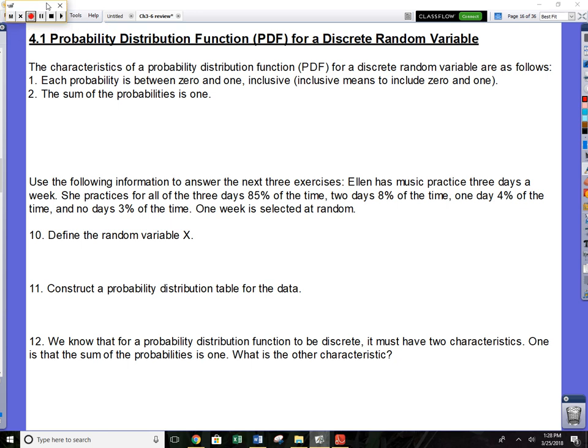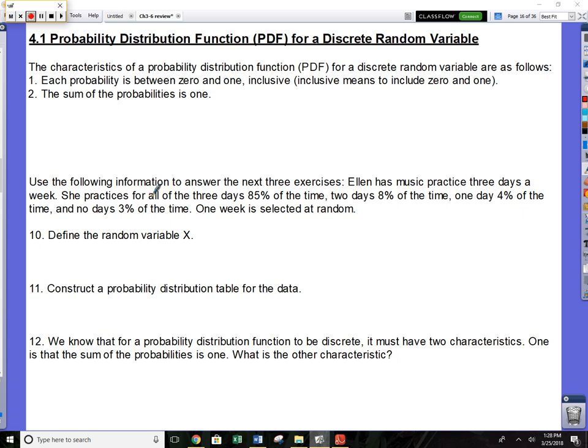On to chapter 4, probability distributions, PDFs for a discrete random variable. There are two characteristics that define a PDF. One, each outcome has a chance between 0 and 1, and two, the sum of all the outcomes has to equal 1. And that's it. So 4-1 is not too bad. This is homework from 4-1, exercises 10, 11, and 12.